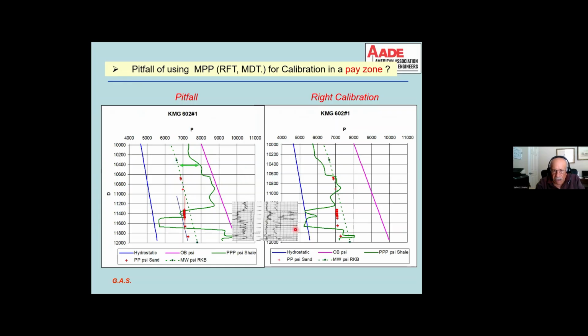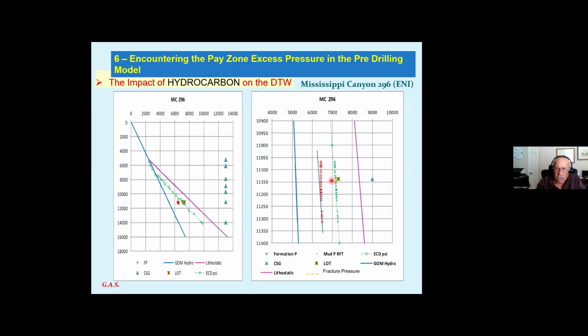Here is another pitfall. You take your RFTs, or the measured pore pressure, and the predicted pore pressure and try to match them to calibrate your model. That's a big problem because you end up with your predicted pore pressure about 1,000 psi higher than the mud weight, which is not feasible. The good way to do it is like this. There are a lot of tools to calibrate with pore pressure, not only the RFTs and MDTs. There are a lot of items you can use.